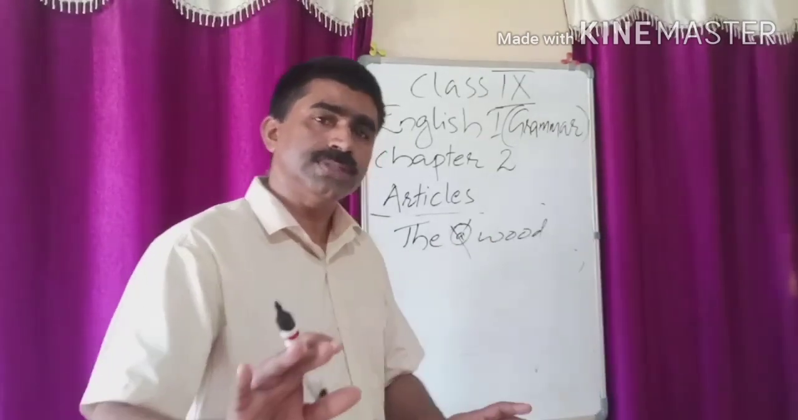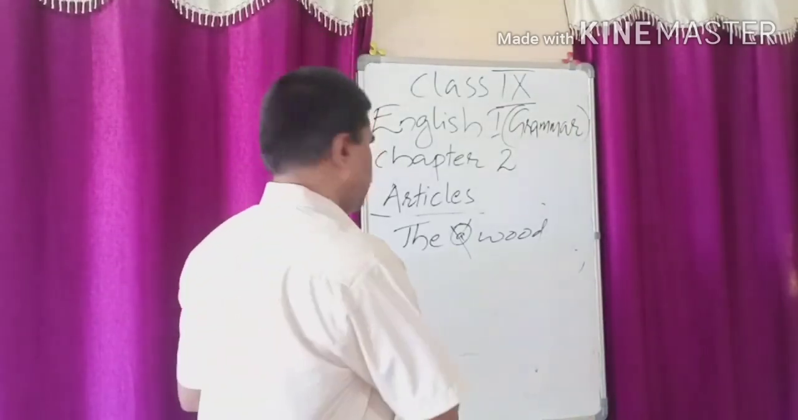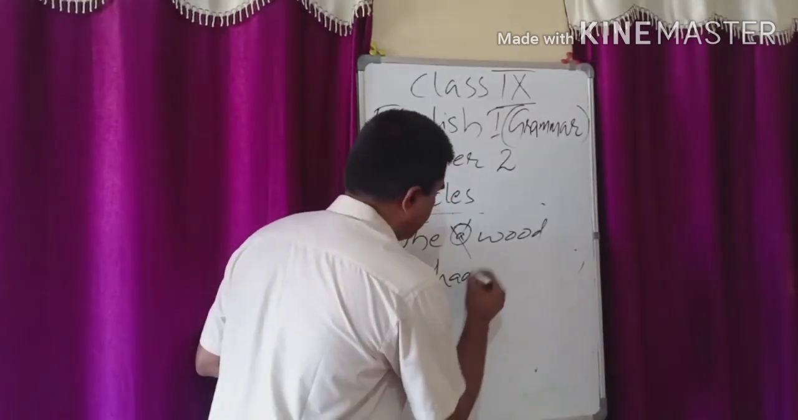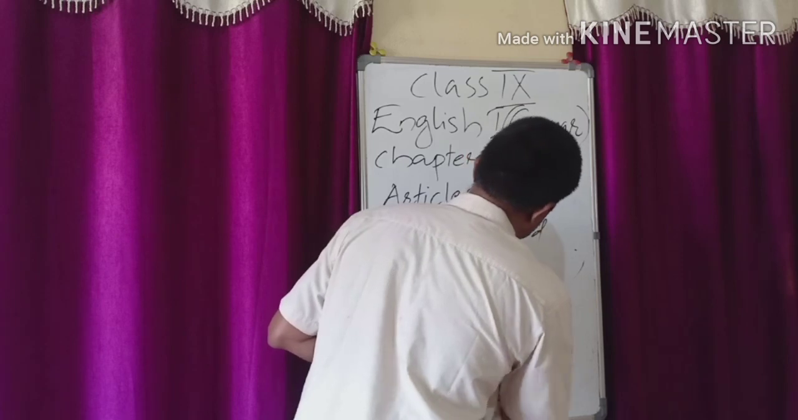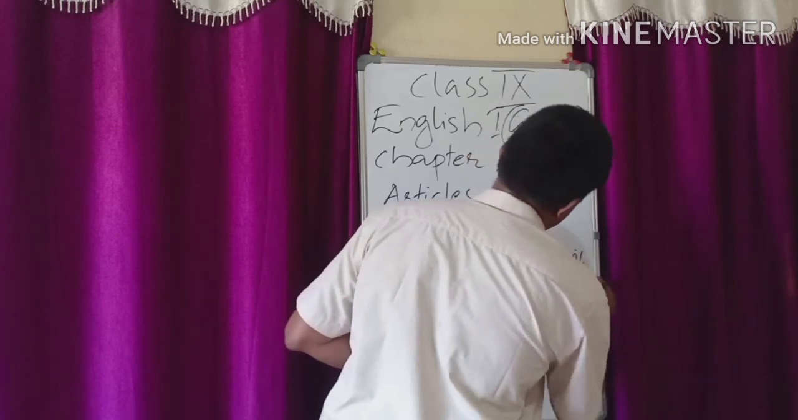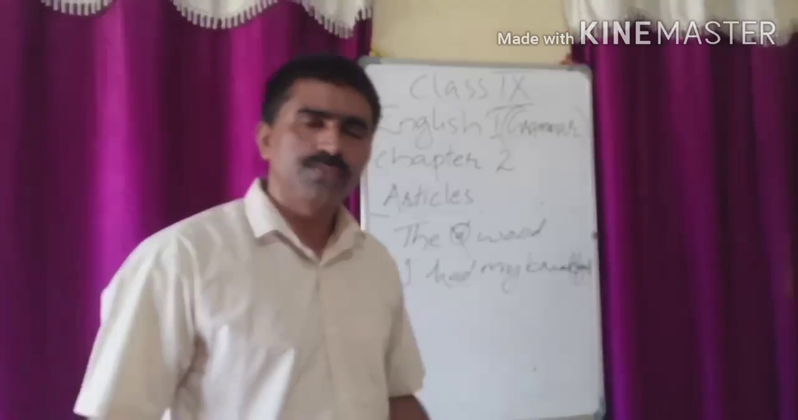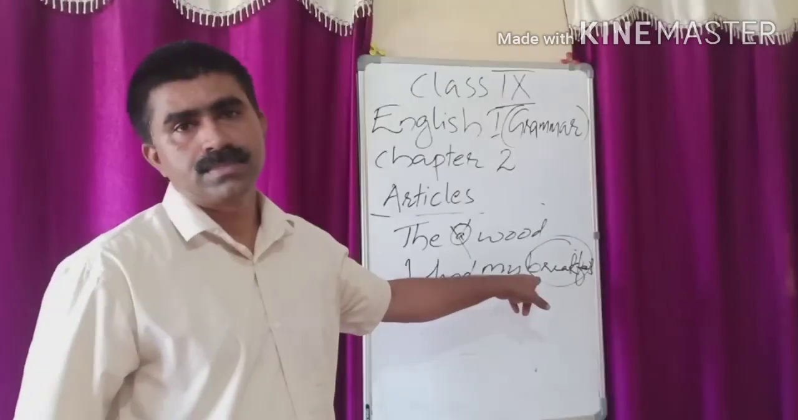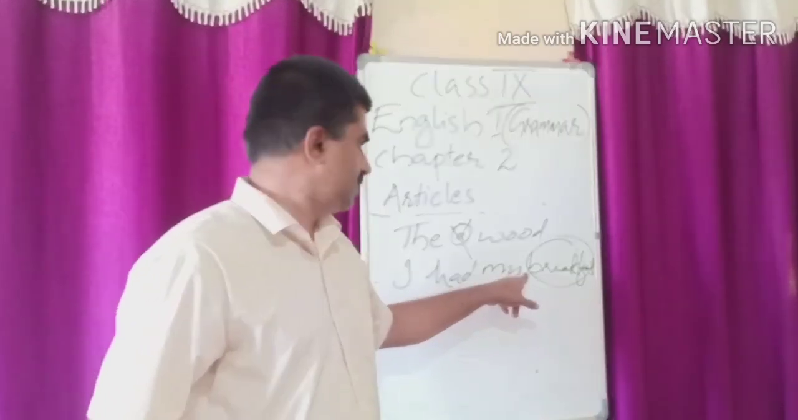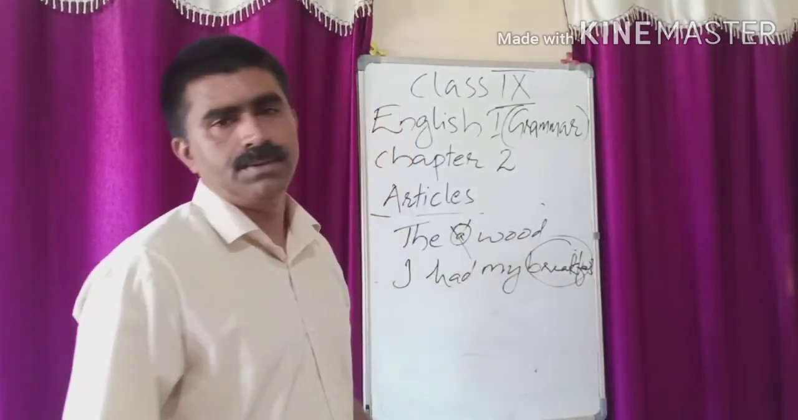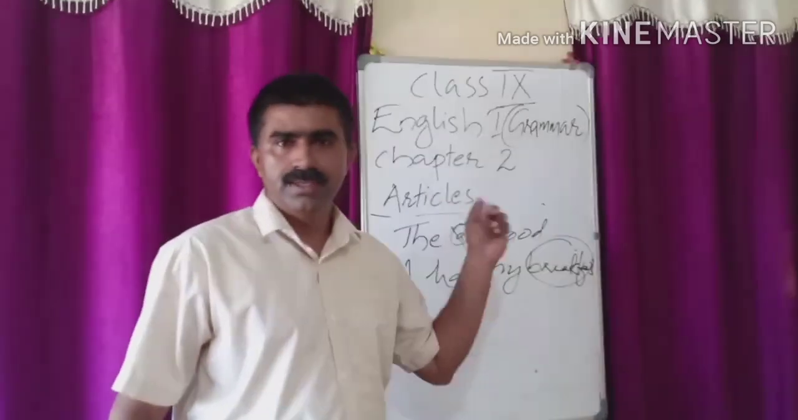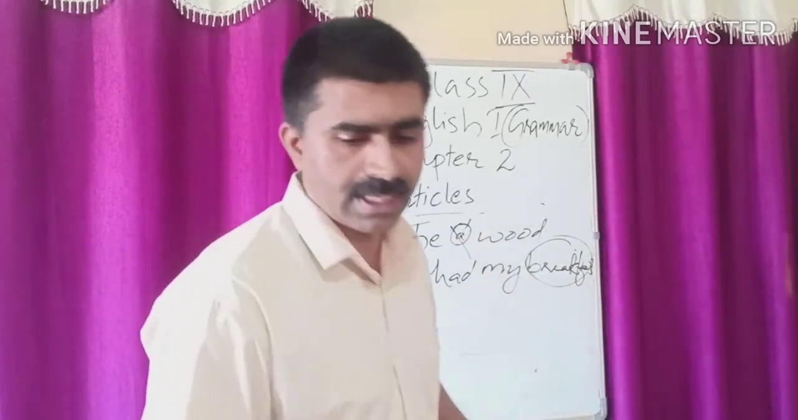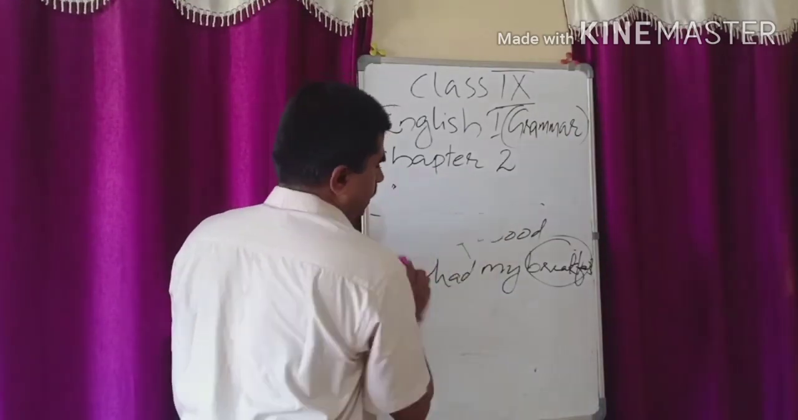And again, we will not use the indefinite article before the name of a meal. For example, I had my breakfast at 7 o'clock. So here, before this breakfast, we will not use any article. So these are some of the occasions where we use indefinite articles, and some other occasions where we will not use them. Now, next, let us see.